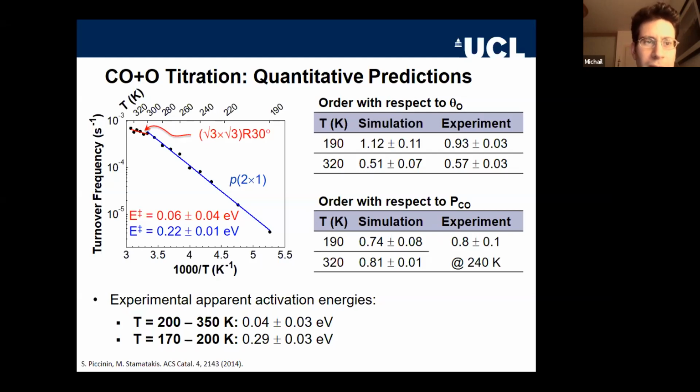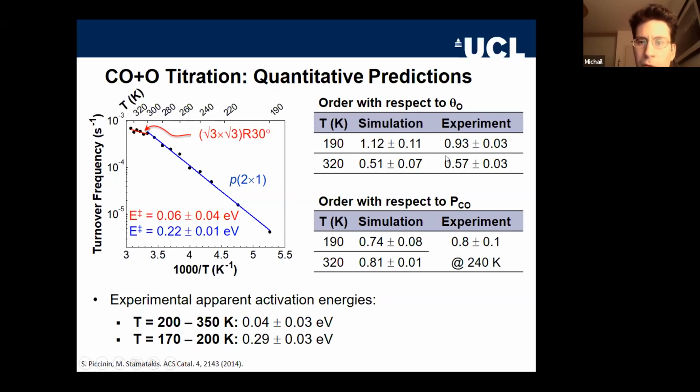So one of the systems is this CO plus oxygen titration. It's CO oxidation on palladium 111 surface. And this was motivated by an experiment that was trying to understand the difference in the orders of the reaction with respect to oxygen coverage at high versus low temperatures. So you can see these orders here. So these are the experimental orders. First order reaction kinetics at low temperatures, half order reaction kinetics at the high temperatures. And we see that with the simulation, we get a pretty good agreement, right? Simulation results versus experimental results.